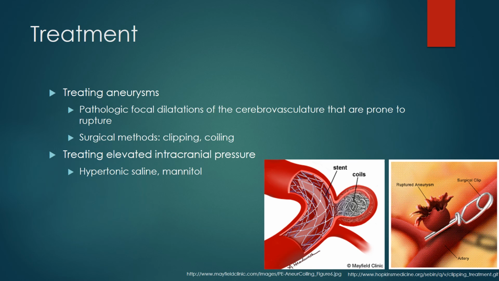These aneurysms can eventually propagate into hemorrhagic strokes. Really the only treatment for these aneurysms are surgical techniques like clipping or coiling. You may also see that we are treating for elevated intracranial pressures in the ED. The two therapies that we may use for these are hypertonic saline and mannitol.